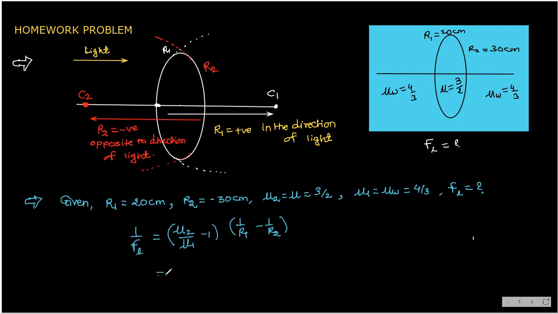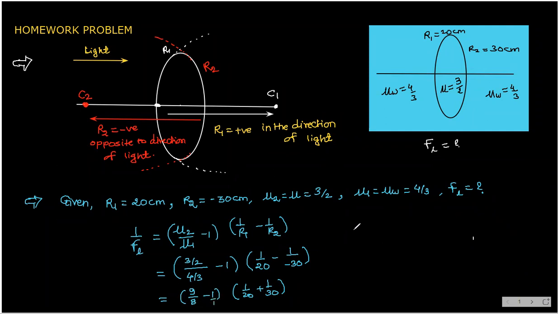Now see here, mu2 is 3 by 2 divided by mu1, which is 4 by 3, minus 1, into 1 by 20 minus 1 by minus 30. So this 3 will come up and this goes down. So this is 9 by 8 minus 1, into 1 by 20 plus 1 by 30. Is that clear? So 9 by 8 minus 1 means 9 minus 8 by 8.